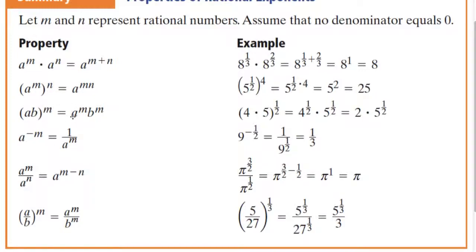(ab)^m is the same as a^m times b^m. You can separate them out. Again, a negative exponent means that you flip your base, so from a to 1 over a. Just like over here, 9 to the negative 1/2 is the same as 1 over 9 to the 1/2. And 9 to the 1/2 is the same as 3. When we are dividing exponents, if they have the same base, we keep the base and we subtract the powers. And if you have a fraction raised to a power, the numerator is raised to that power as well as the denominator. Enough of review.